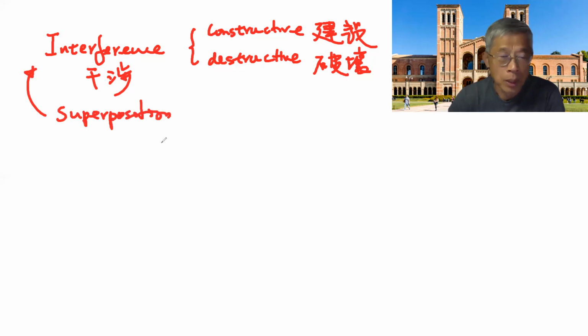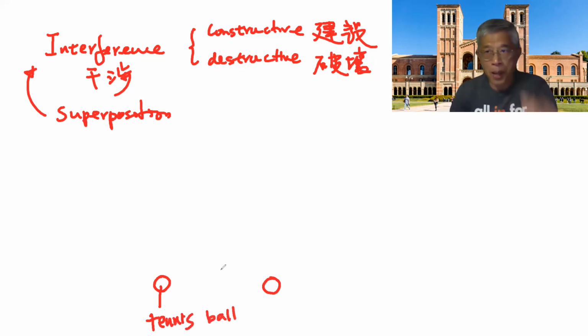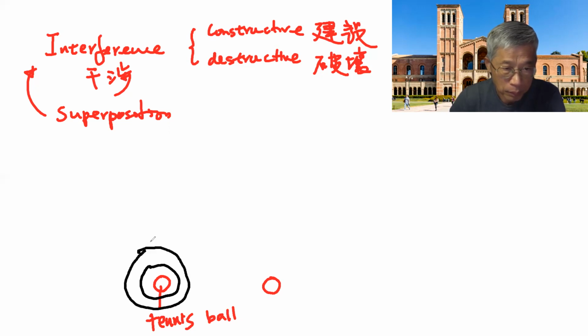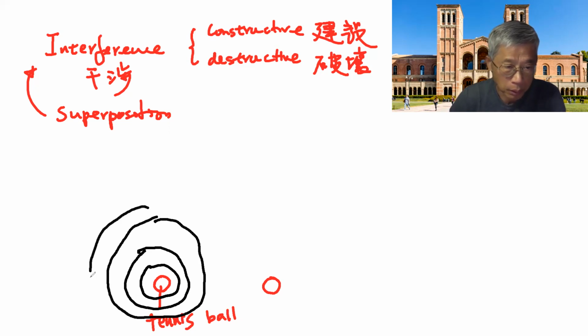So what are we talking about? Let's say you go to the pool, or the lake. I've asked students in the past to do this. You have two tennis balls, and you start bouncing them, which creates water waves. The water wave can behave like a light wave in a sense. So the wavefront will go out.